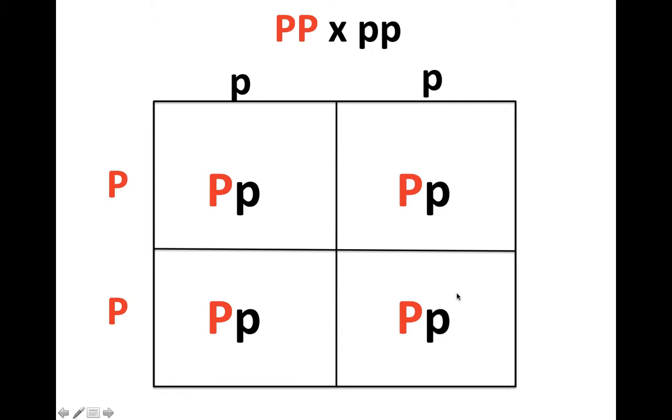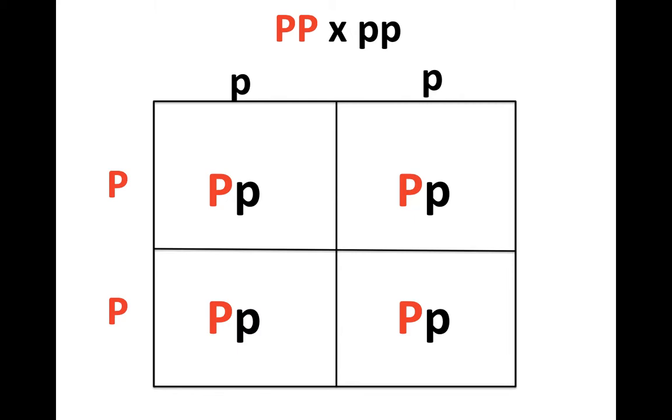What color flowers are all of these if purple is dominant and white is recessive? Every single one of them are purple, okay? And that's actually what Mendel got. He got every single one of those being purple, okay? So that's how to set up one of these crosses right here, okay?